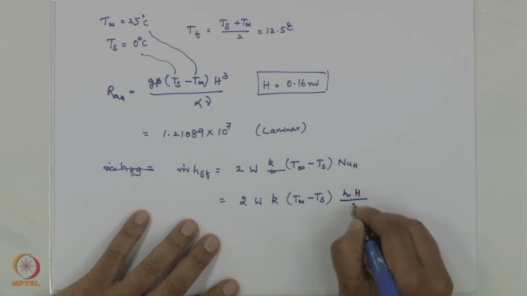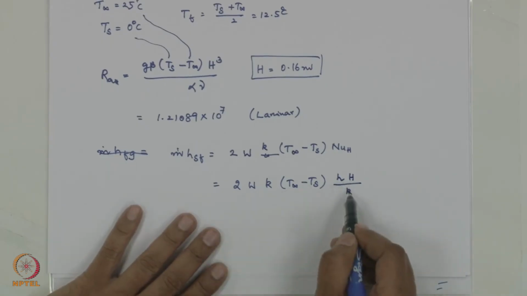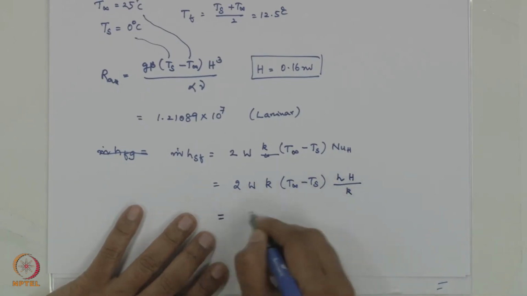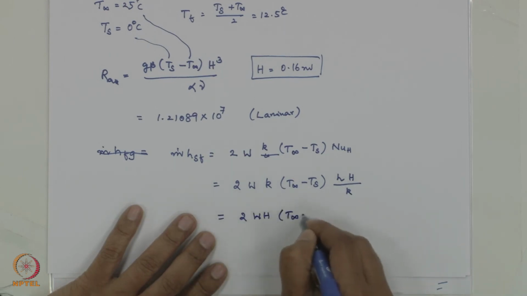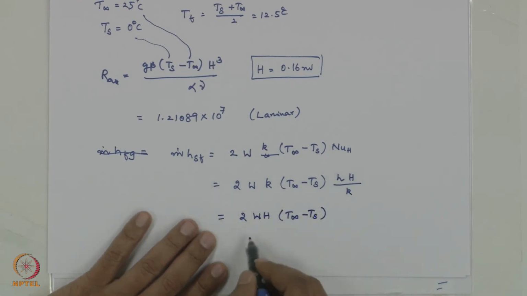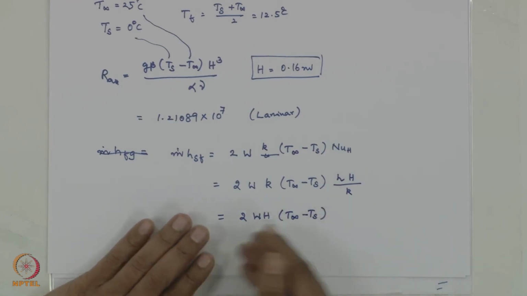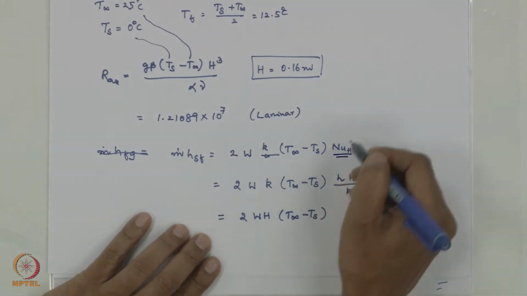by K. So if you just see here, K gets cancelled out. So W into H, you get 2 into W into H into (T infinity minus Ts). That is area into (T infinity minus Ts), so that is nothing but the heat transfer rate. Only thing, I want the answer Nusselt number, so I have written it like that.